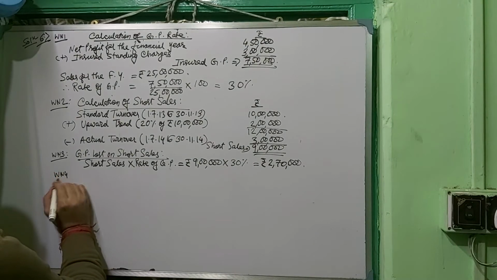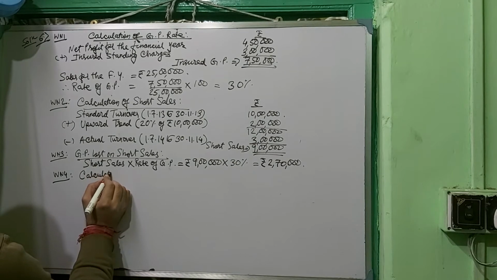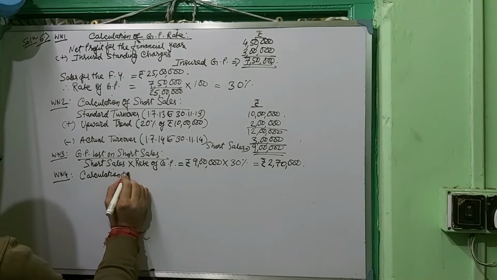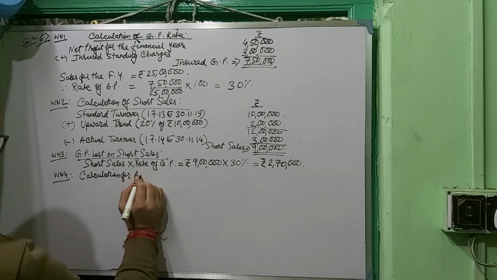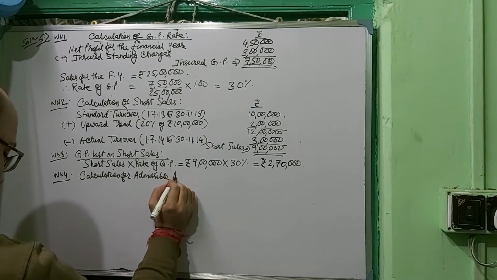Next, as there are admissible additional expenses, we need to calculate that step. Working note number 4, calculation for admissible additional expenses.